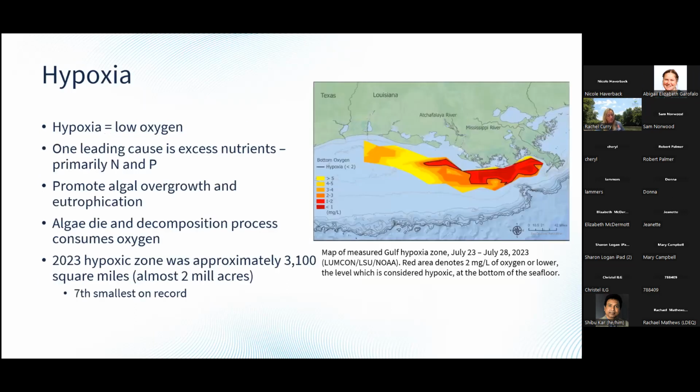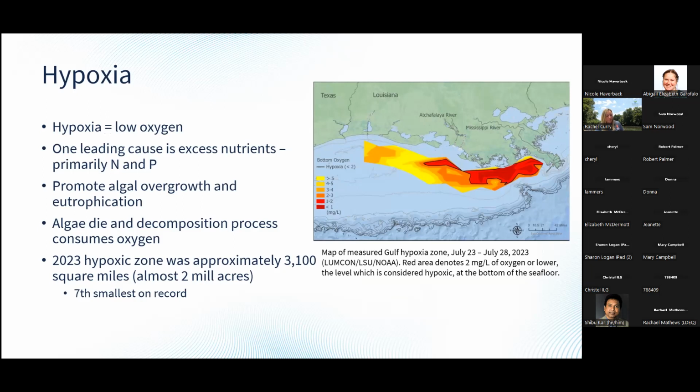So to start things off, we thought it was important to make sure that everyone understood exactly what hypoxia is, what causes it, and what are the implications. The leading cause of the hypoxic zone is excess nitrogen and phosphorus. But we also want to make sure that we're maximizing our plant growth as well as the nutrient use efficiency. And so for those reasons, we want to mitigate nutrient loss.